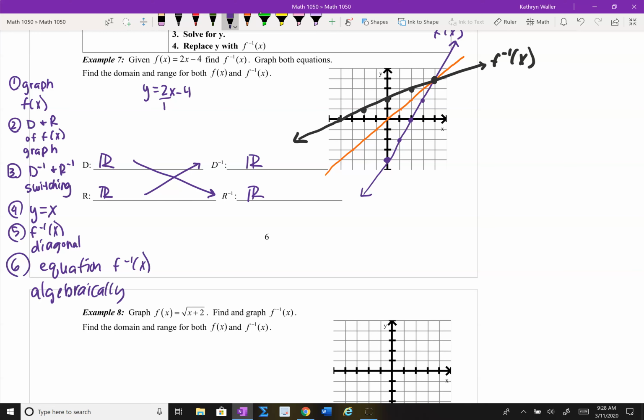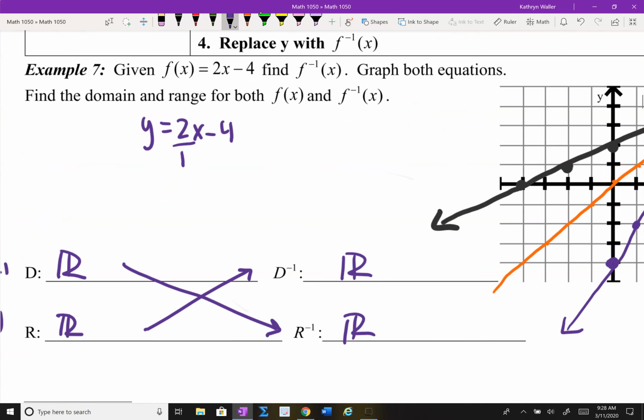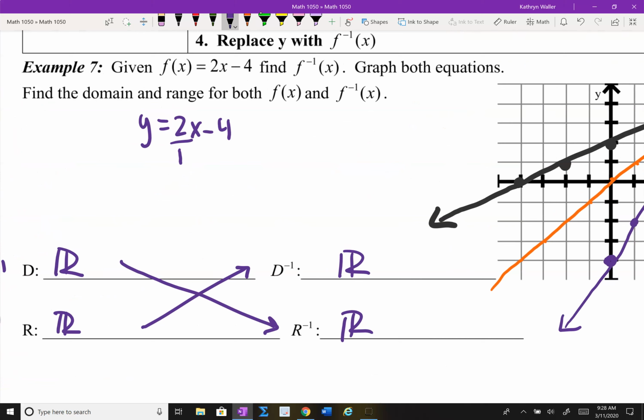Okay? And then the 6th and the last step is to find the equation for f inverse of x algebraically, which means show work. Okay? So everybody look at that. y equals 2x minus 4. Take your y and make it an x. Take your x and make it a y. And then solve for y. So move your 4 over. So you have 2y equals x plus 4. And now you're going to divide by 2. When you do that, you get f inverse of x equals.